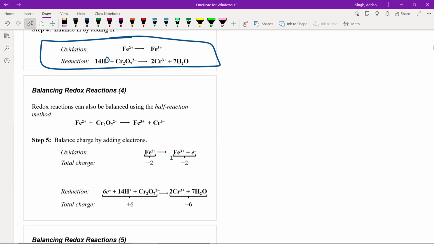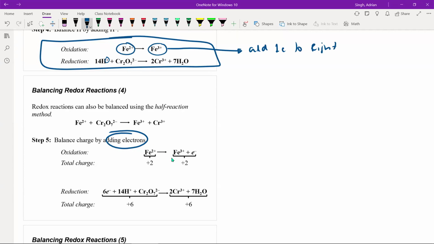So how do you balance the charges? We add electrons to whatever side needs it. In the oxidation half reaction, this one here, I have a 2 plus total charge on the left and a 3 plus total charge on the right. Electrons have negative charges. So if I want to make the total charge on the right side 2 plus, I would need to add 1 electron to the right side. A 3 plus with that 1 electron will give me a +2, which would balance out the +2 on the left.